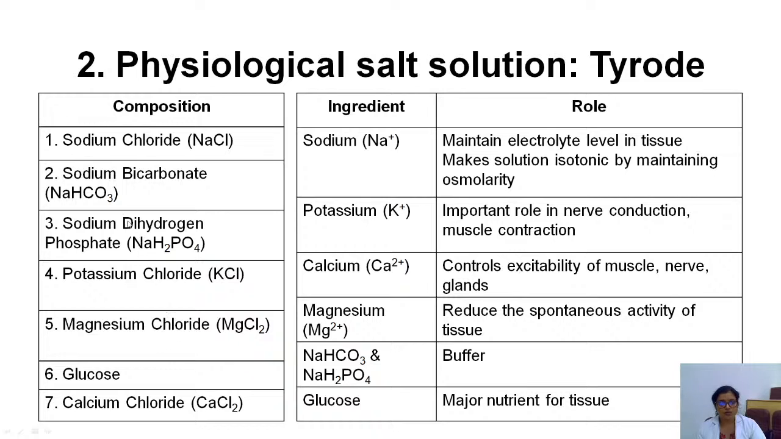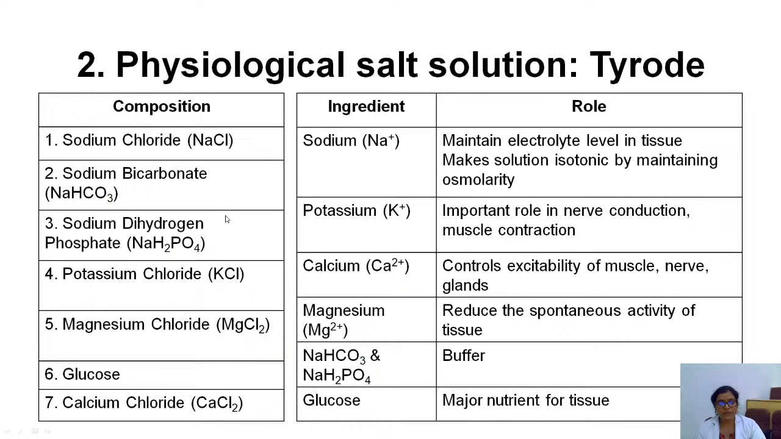So first of all, sodium bicarbonate and sodium dihydrogen phosphate are simply buffers. They are used to maintain the pH. What is the pH that should be maintained? It is the same as the pH of your blood, that is 7.2 to 7.4. So these two are used for maintaining the pH, or they act as the buffer. What is the role of glucose? Of course, glucose is the major nutrient for the tissue.